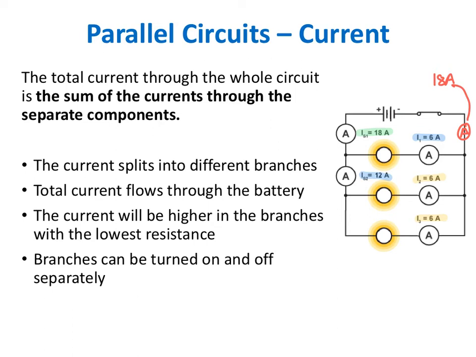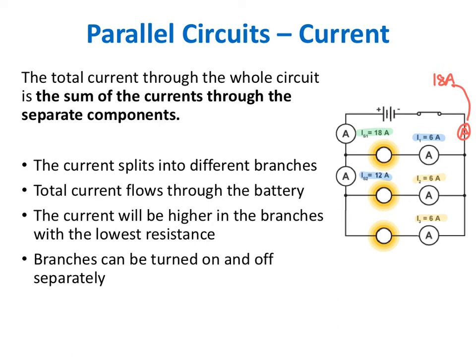So the total current is the sum of the currents through all of the separate components. Our separate components here were the 3 bulbs. Each of them has 6 amps running through them, so the total is 6 plus 6 plus 6, so that's 18. The current splits into the branches. The total current would flow through the battery or the cell. And basically, if these bulbs were different, the lower the resistance would mean a higher current was flowing through them. But that's really something for a later day.